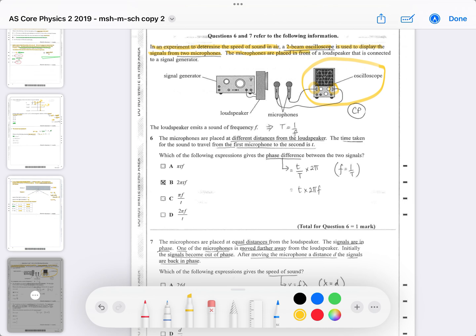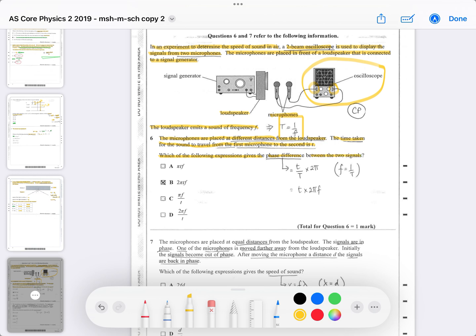The microphones are placed in front of a loudspeaker that is connected to a signal generator, so this is producing the sound and getting to the two microphones. The speaker emits sound of frequency F, so immediately we know that the period on the oscilloscope can be measured in terms of 1 over F. The microphones are then placed at different distances from the loudspeaker. The time taken for the sound to travel from the first microphone to the second is T. Obviously it will get to the first microphone first. Which of the following expressions gives the phase difference between the two signals?